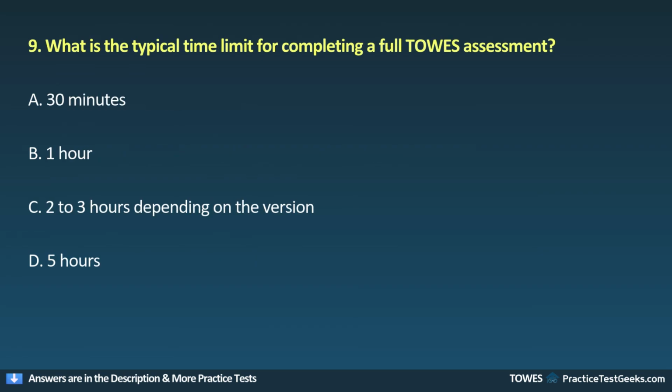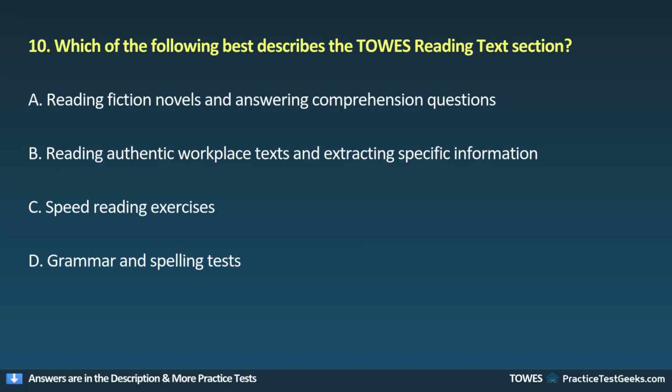9. What is the typical time limit for completing a full TOWES assessment? A. 30 minutes. B. 1 hour. C. 2 to 3 hours depending on the version. D. 5 hours. 10. Which of the following best describes the TOWES reading text section?